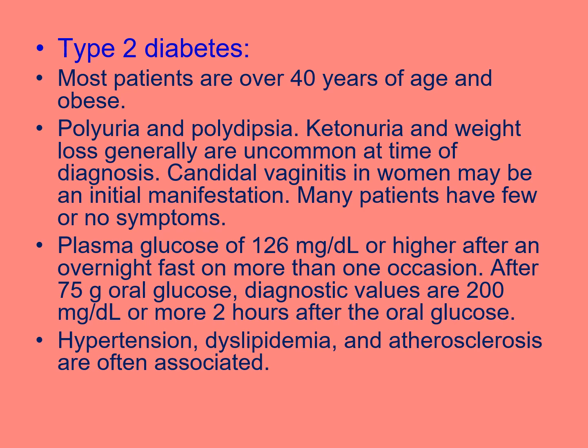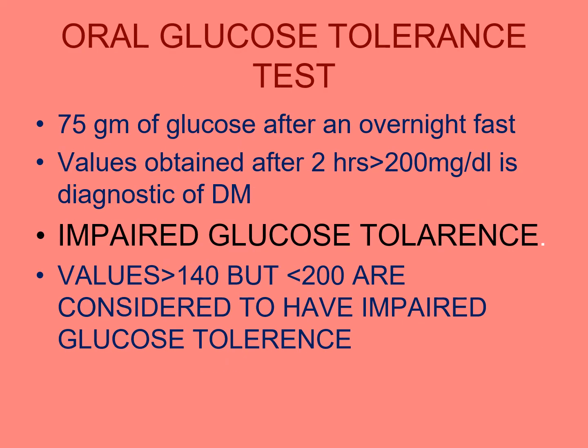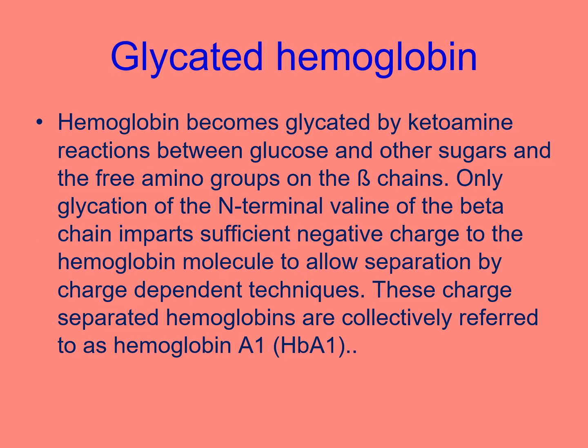Hypertension, dyslipidemia, and atherosclerosis are often associated with this. The oral glucose tolerance test I have already discussed. For impaired glucose tolerance, if the values after the oral glucose tolerance test are more than 140 but less than 200, we say that these patients have impaired glucose tolerance and are at risk of developing diabetes in the coming time. Glycated hemoglobin is very important.